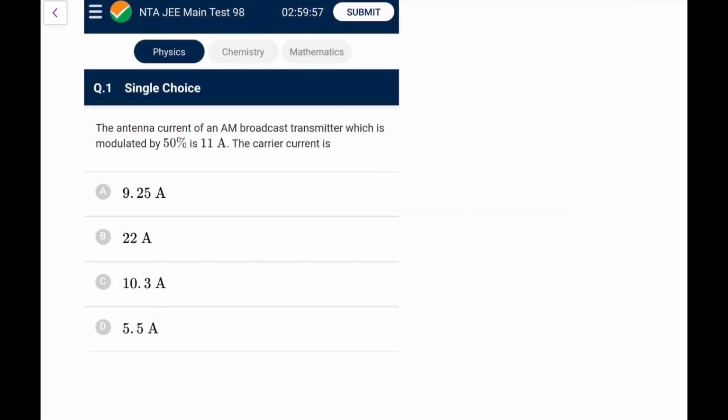Let's start. First question: the antenna current of an AM broadcast transmitter which is modulated by 50% is 11 ampere. What would be the carrier current? Now this is beyond your syllabus. This is generally not asked. We talk about the voltage. This current formula we don't study. The total current I_T finally happening is the carrier current into under root of 1 plus m square by 2, where m is the depth of modulation. That is the formula that I can remember from my engineering, but you should not apply it because that is not in your syllabus, I suppose.